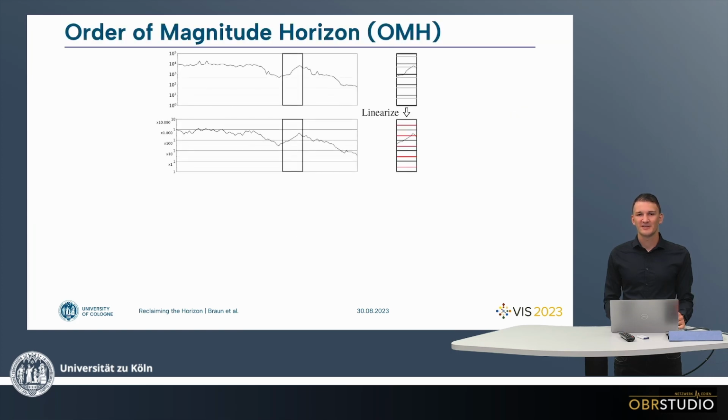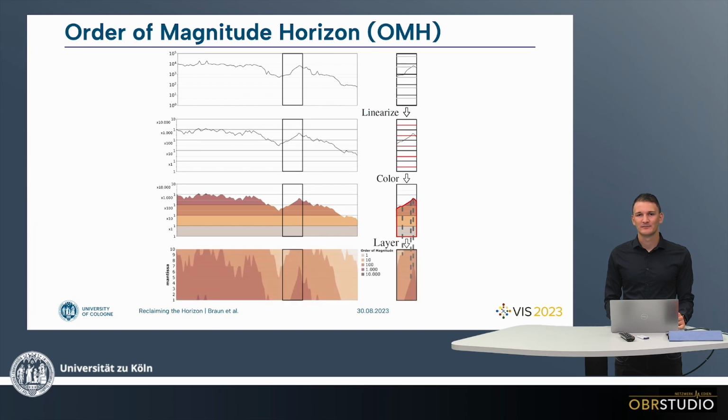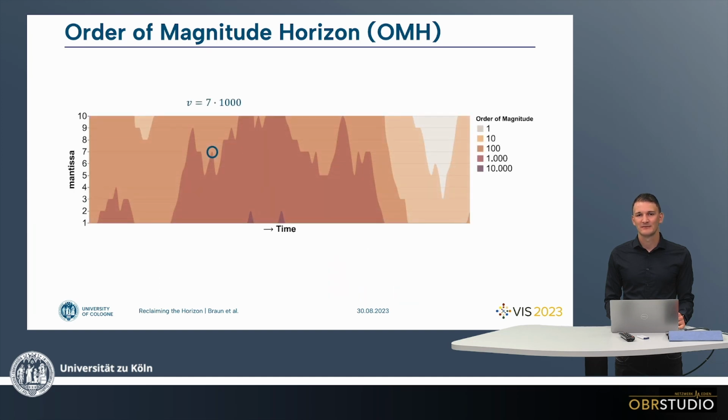For the order of magnitude horizon graph, short OMH, the first two steps remain the same, so that the log line chart with linear axis scaling is the starting point. Instead of coloring individual values, we now color the area below the line by using a different hue for each order of magnitude. As the last step, we layer each order of magnitude in ascending order, as is common for horizon graphs. As a result, the mantissa is mapped to a single linear scaled y-axis and the exponent is mapped to color. This mapping can now be used to read individual values.